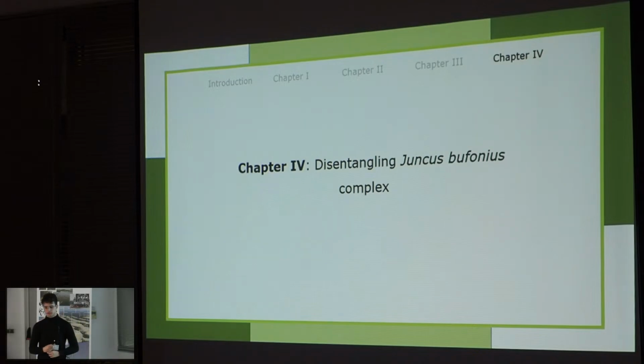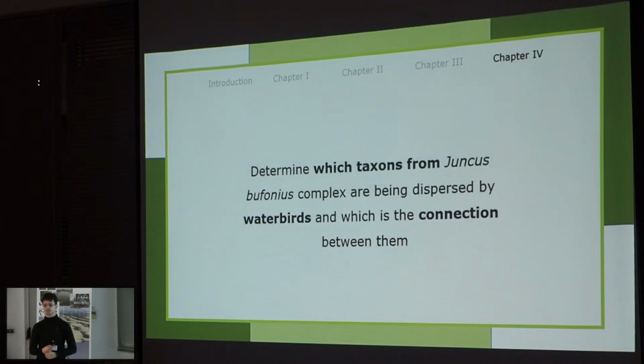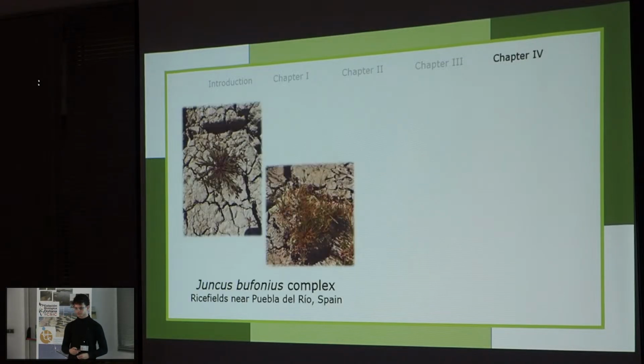And finally, the fourth chapter is titled Disentangling the Juncus-Euphonius complex. In this chapter, we aim to determine which taxa from the Juncus-Euphonius complex are being dispersed by waterbirds and what the connection between them is.